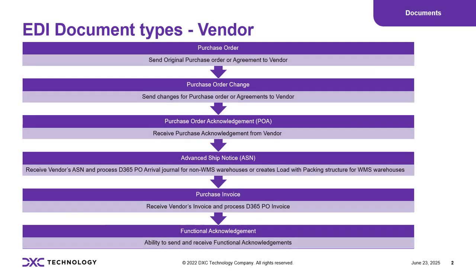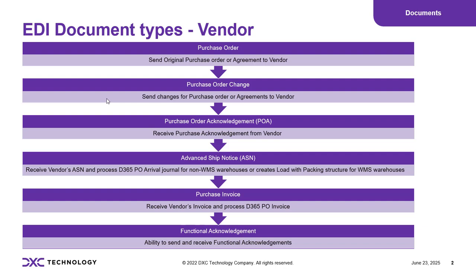The vendor module has the following documents. Upfront, we've got the purchase order and the purchase order change. The purchase order is sent when the first purchase order confirmation is posted. The purchase order change is for subsequent purchase order confirmations, indicating the change types, for example, change in quantity or price, reschedule, multiple changes, or additional line.